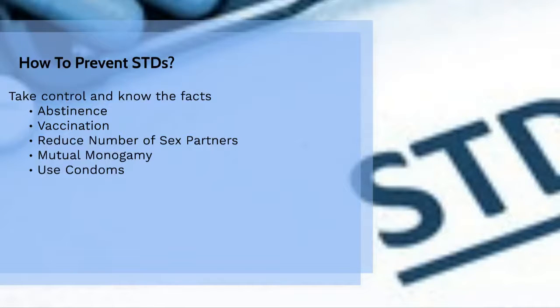Mutual monogamy, being in a long-term mutual monogamous relationship with an uninfected partner, is one of the most reliable ways to avoid STDs. But you must both be certain you are not infected with STDs. It is important to have an open and honest conversation with your partner.